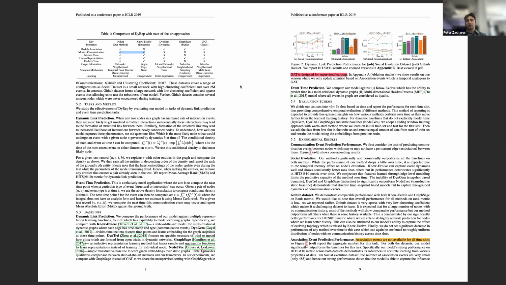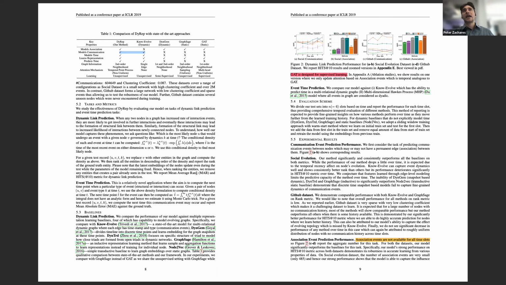One is dynamic link prediction, so predicting a link that should occur in the graph, and the other one is event time prediction. I just wanted to go over the two metrics that they're using. One is mean average rank.